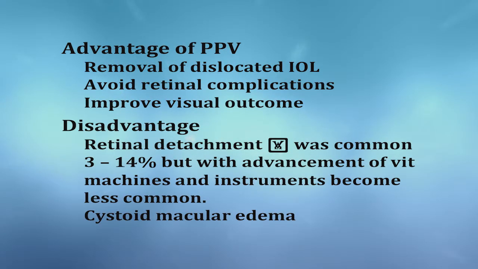What is the advantage of pars plana vitrectomy? It allows removal of the dislocated IOL, avoids retinal complications, and improves the visual outcome. What is the disadvantage? There is postoperative retinal detachment. It was previously common, from 3 to 14%, but now with the advancement of vitrectomy machines it has become much less. The other disadvantage of pars plana vitrectomy is cystoid macular edema.